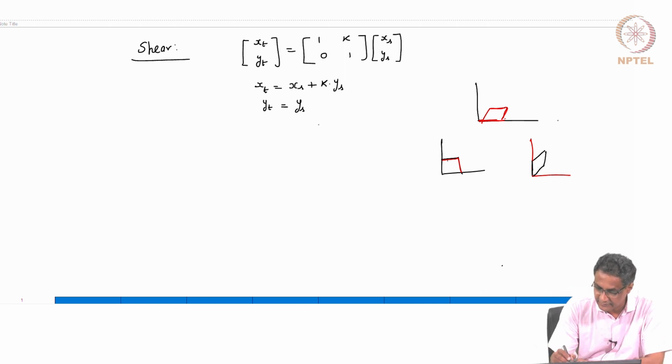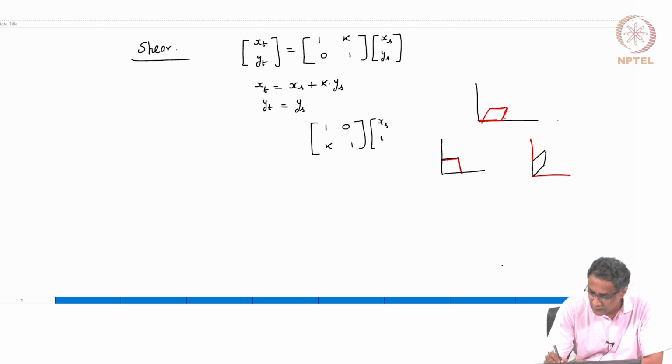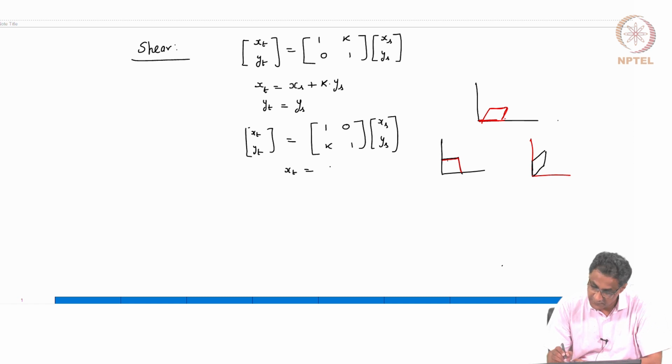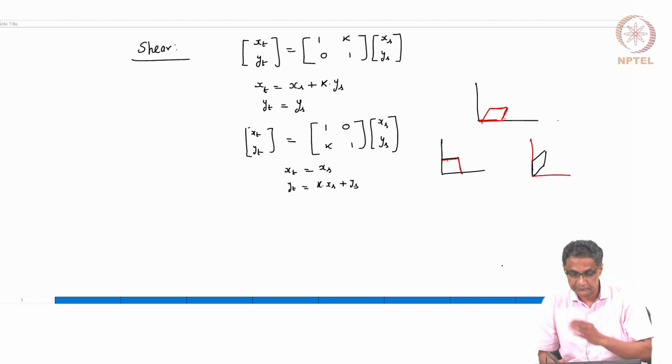The other kind of shear is where the matrix becomes 1 0, k 1, times xs ys. So in this case you get xt equal to xs, and yt becomes equal to k times xs plus ys. Which way the shear occurs depends upon how we are moving, but typically this is what will happen.